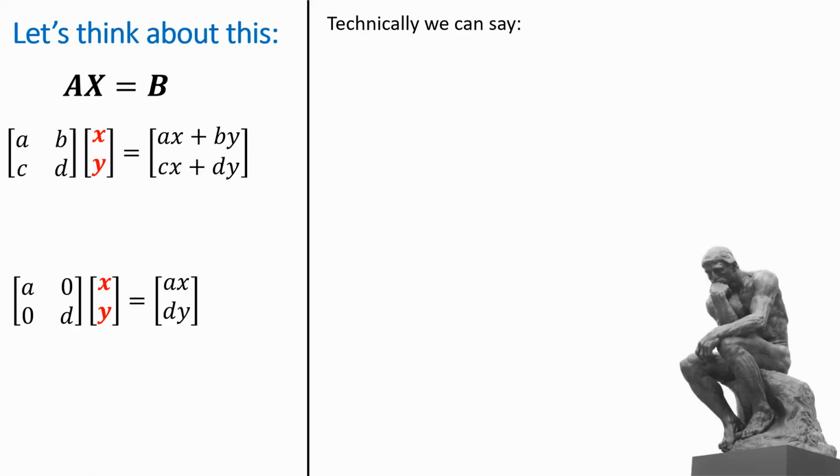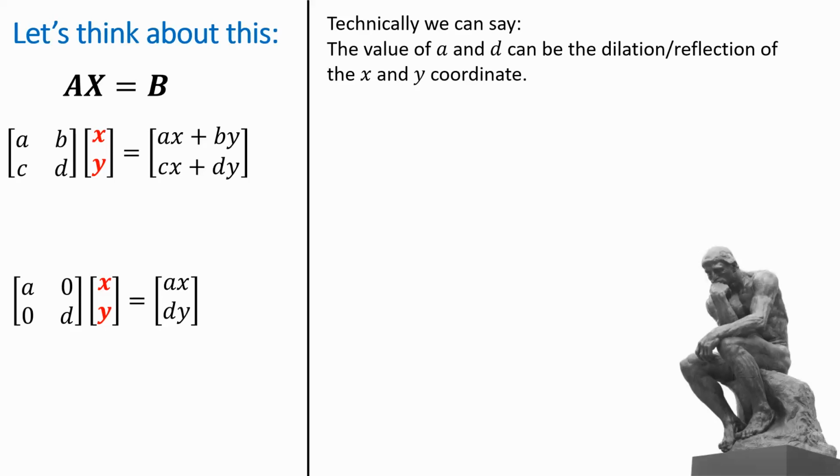All right, so technically we can say this. A and D are your dilations and reflections. So if I did 3, 0, 0, negative 2, and I multiply it to matrix X, which is XY, this would give me matrix B.